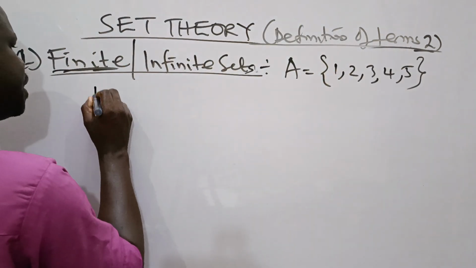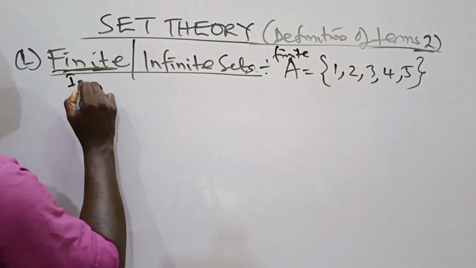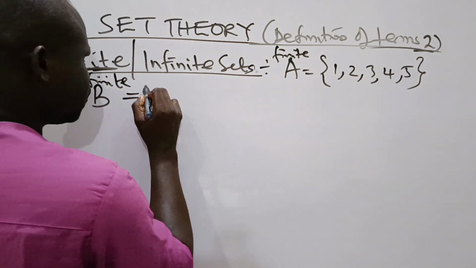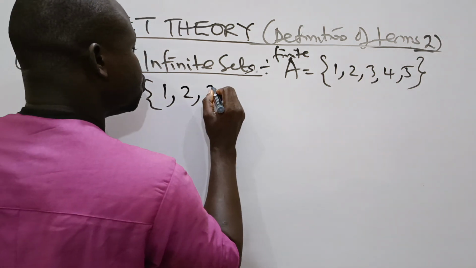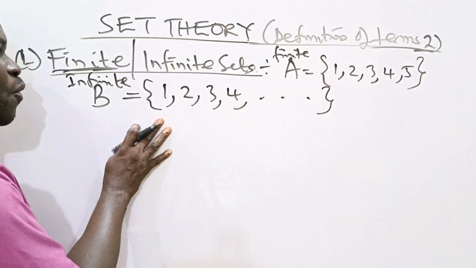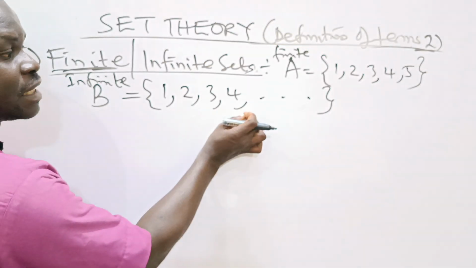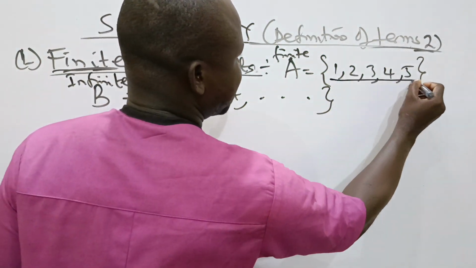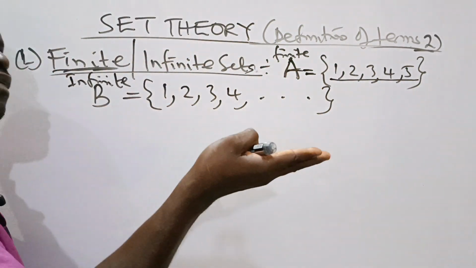But let's denote an infinite set as set B. Let's say A is finite, and B is infinite. What is the difference between finite and infinite? An infinite set is a set that does not have a specific number of elements. For instance, we have 1, 2, 3, 4, dot, dot, dot. The dots simply mean and so on. So in this case, we cannot predict the number of elements in B because we only show 4 elements and so on. But in A, there are 5 elements. So A is an example of a finite set with a specific number of elements.